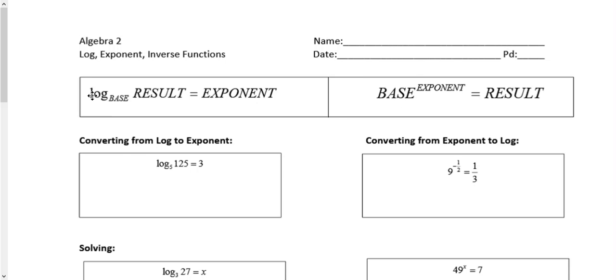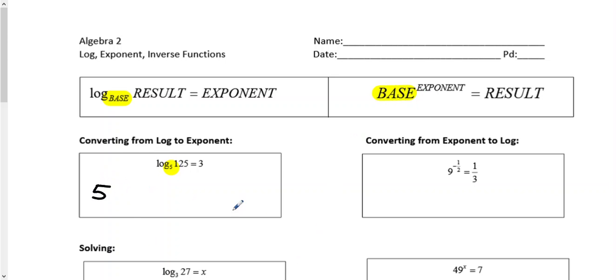So logs are written like this, with log base, the result, and they always equal the exponent. So if I want to take this log form, log base 5 of 125 is equal to 3, I need to convert that to an exponent form, which is up here. So first, I want to figure out what my base is. And my base of this is 5. 5 is what's going to have the exponent.